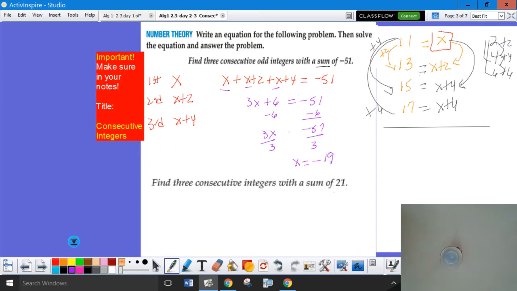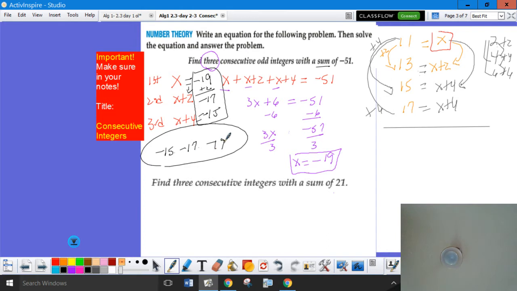Okay, so now here's what I have to realize. This is only one answer. It wants 3 answers. So x equals negative 19 is actually the first one. How am I going to get the next 2? Well, I have to add 2. So negative 19 plus 2 gives me negative 17. And then if I go 2 more, it gives me negative 15. So there are my 3 answers: negative 15, negative 17, and negative 19, the 3 numbers that add up to negative 51.